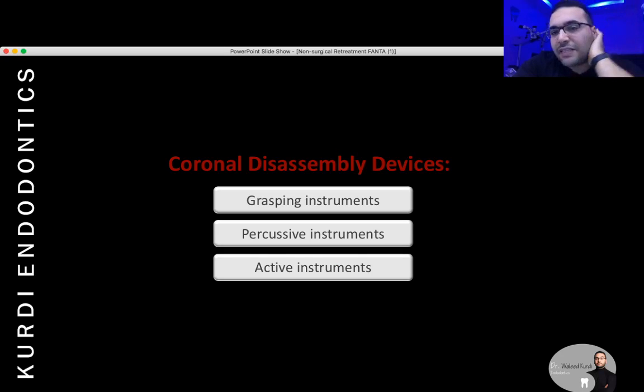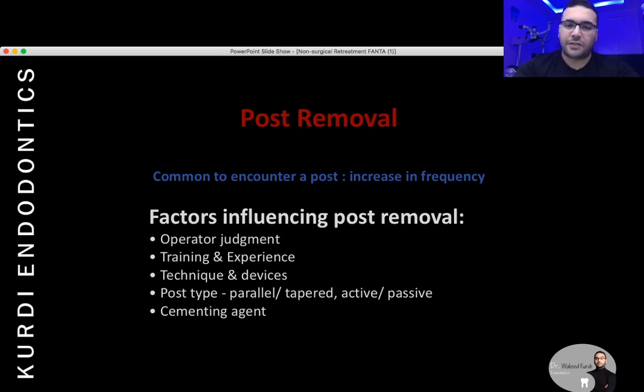For coronal disassembly devices, we have grasping, percussive, and active types. I'm not here to talk about all of that, but I just want to warn you, do not use percussive instruments. I know that everyone in their clinic has this kind of percussive instrument to remove crowns or any kind of prosthetic restorations, but it is very, very harmful to the periodontal ligament, so please do not use percussive instruments.